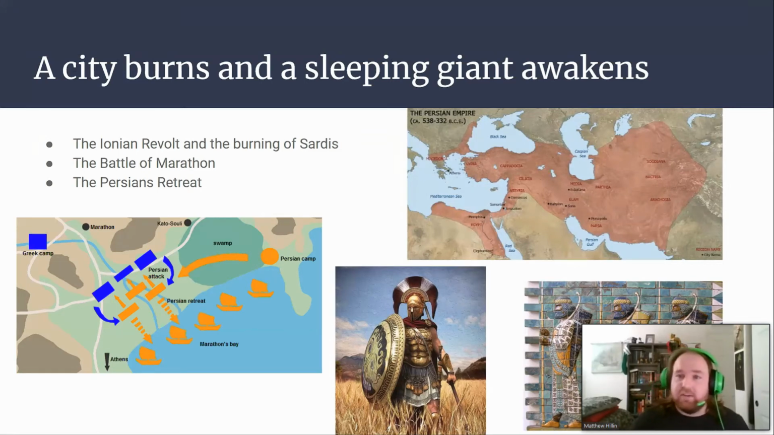Basically, how it starts is the Persians ended up conquering Lydia, which is today modern Turkey. And there's a lot of Greek colonies in Turkey. And the Greeks, they don't like being conquered. They don't like anybody ruling them but them. So they revolt. And after a few victories, they took the city of Sardis, the main city in the area.